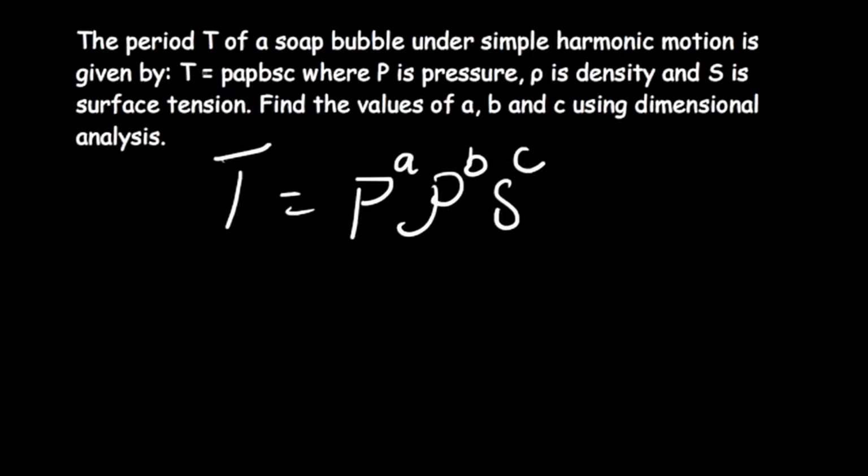The question reads, the period T of a soap bubble under simple harmonic motion is given by T is equal to P raised to the power of a, density rho raised to the power of b, and surface tension S raised to the power of c, where P is the pressure, rho is density, and S is surface tension. Find the values of a, b, and c using dimensional analysis.